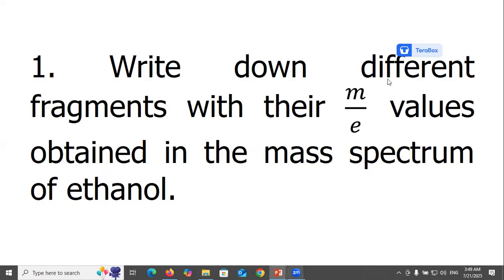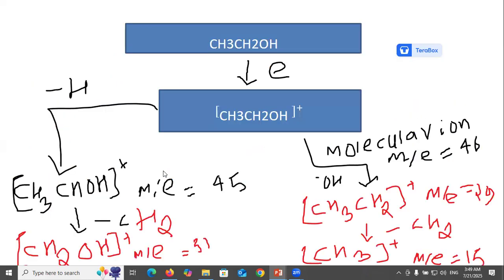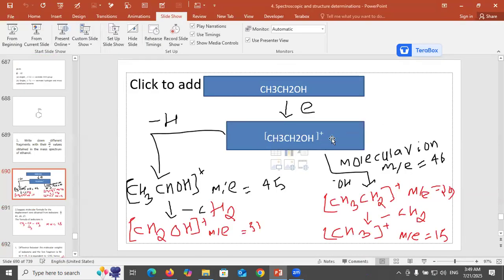Write down the different fragments with their m/e values obtained in the mass spectrum of ethanol. Ethanol m/e 46, minus CH3 gives 31, then 29 and CH3 15.